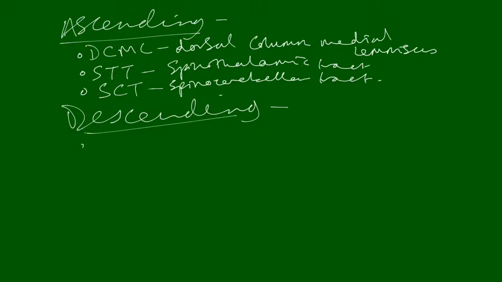In terms of descending, the big ones I'm going to give you are the corticospinal tract. There's also a corticobulbar tract, which is the face. Then we have got the lateral vestibulospinal tract. This is a nice important one. And we can make a distinction between a ventral and a lateral corticospinal tract, which we won't mention too much here, but that can be important.